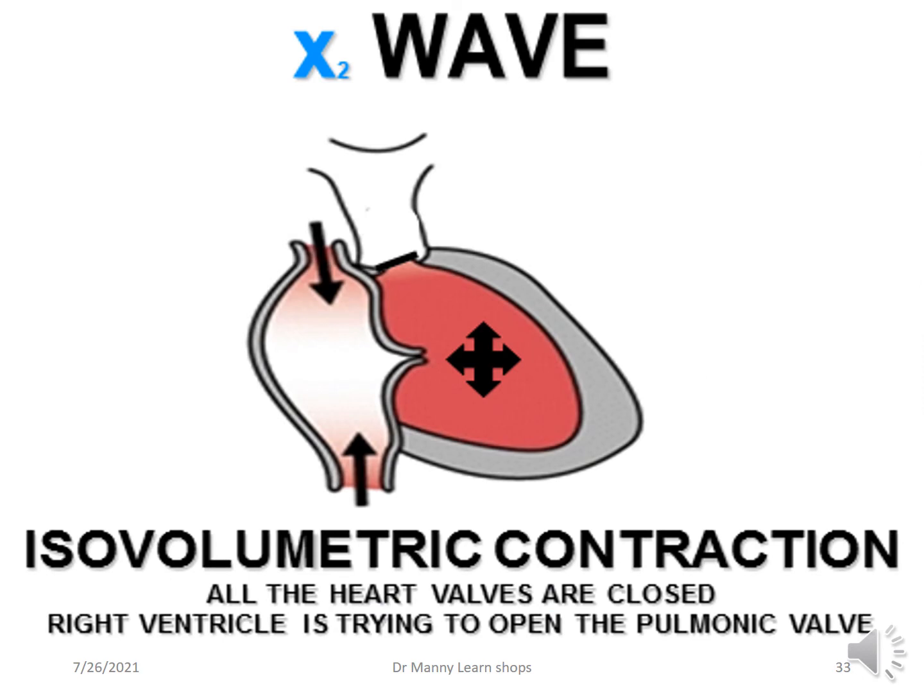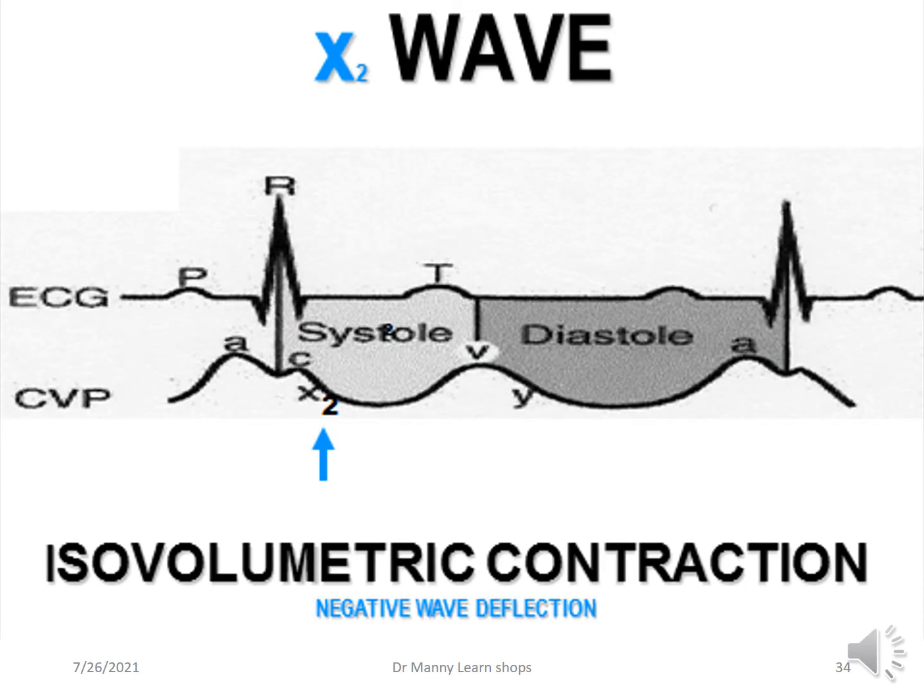Then you've got the X2, which a lot of people don't include. I'm including it here because I think it's relevant. The X2 wave represents isovolumetric contraction, and this is when all the heart valves are closed and the right ventricle is trying to open the pulmonic valve. So X2 is represented by a negative wave deflection, which represents isovolumetric contraction.